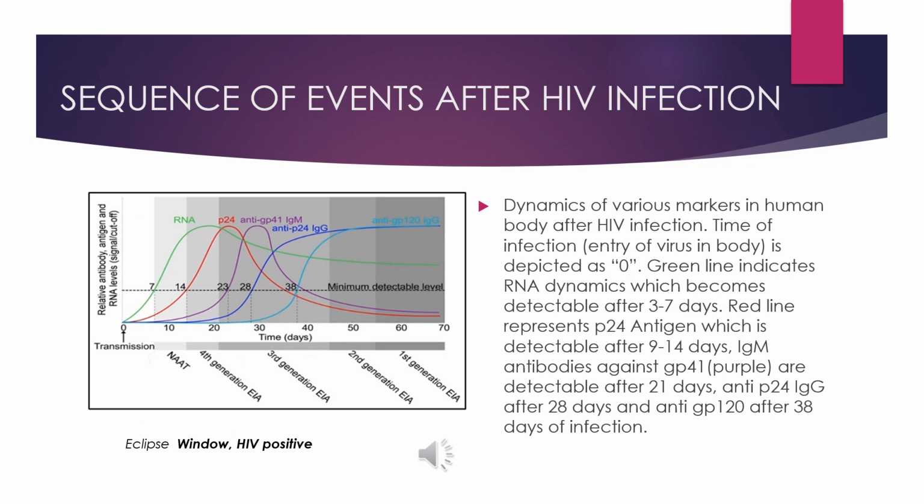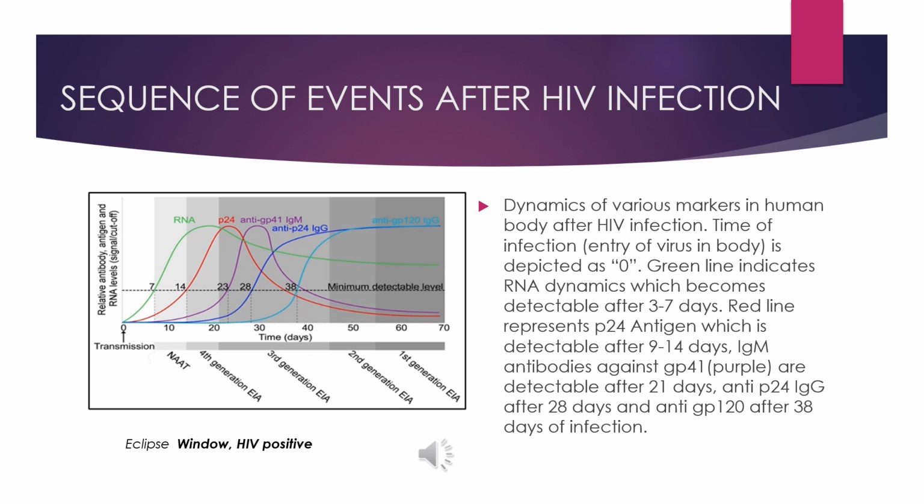When a person is infected with HIV, there are certain dynamics that appear in the body. The day on which the HIV virus enters the body is depicted as day 0, and from then onwards, we look at the dynamics of the various markers which become detectable in the body of the person who is infected. The time from entry of the virus to the detection of viral markers like RNA takes about 3 to 7 days to appear.